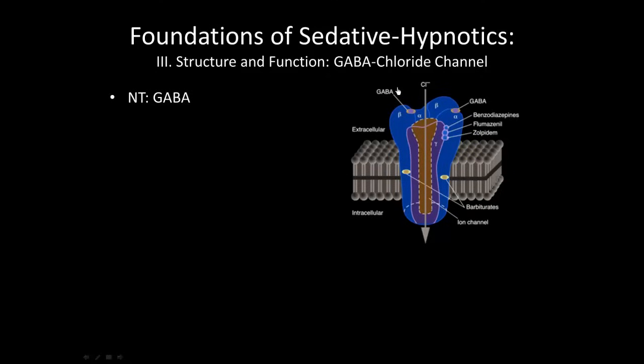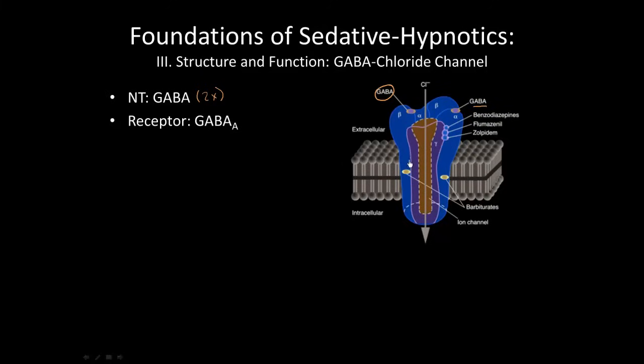Now, I didn't mention this earlier because I didn't want to overwhelm you, but notice here that it's not just one GABA that needs to bind, but actually two GABAs need to bind in order to let an ion through here. So I'm just going to write a neurotransmitter times two. What is this receptor called? Well, it's called the GABA A receptor.